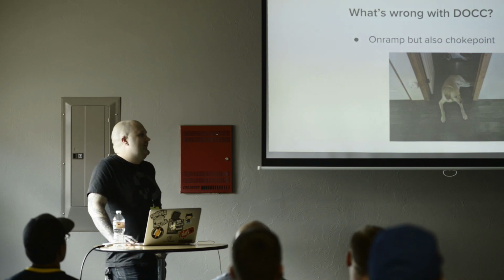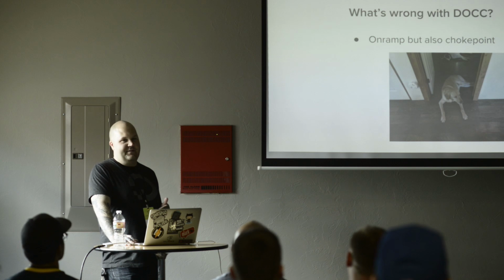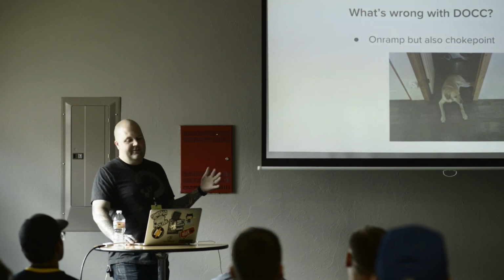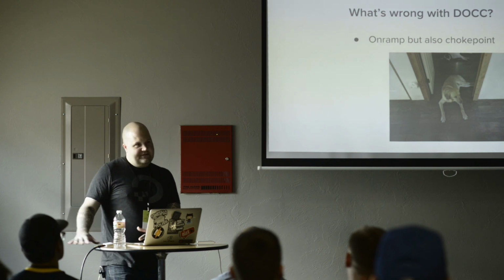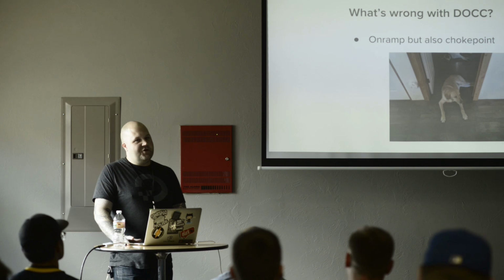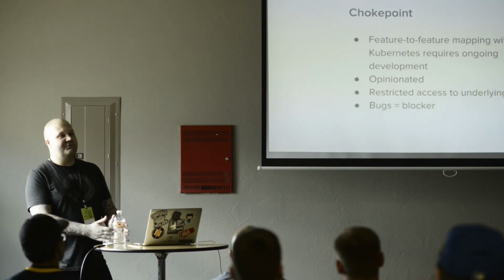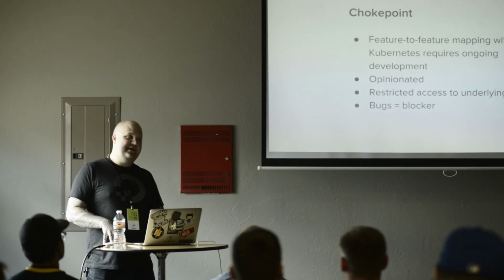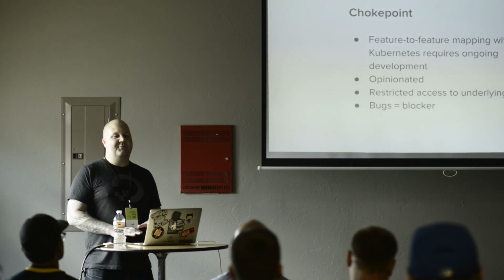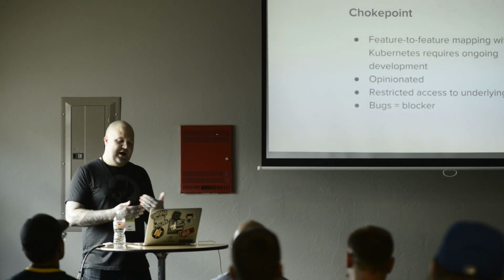So what's wrong with DOCC? It's an on-ramp. It makes it really easy to get up and running. It makes it easy to take your service with minimal exposure to all the gory details of how it's running on Kubernetes. But it's kind of a choke point still. If you want to use a feature that we haven't implemented in DOCC, you can't. You have to file a bug report or a feature request and wait for us to add it. Even if it's really simple, it's still just sort of a blocker.